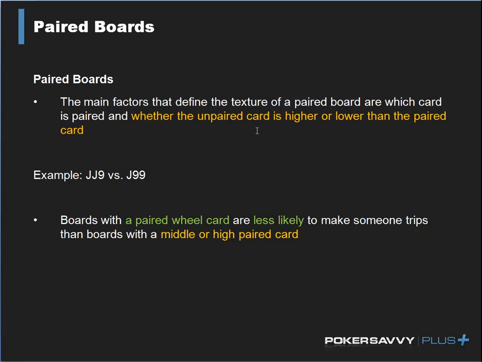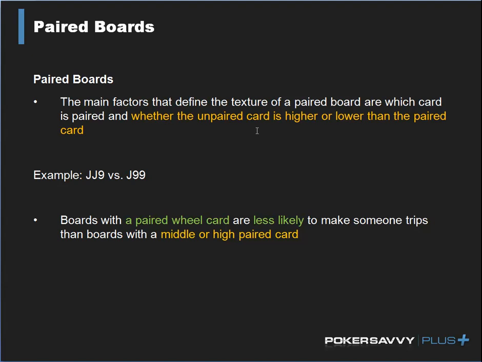Jack Jack 9 versus Jack 9 9. The main factors that define the texture of a paired board are which card is paired and whether the unpaired card is higher or lower than the paired card. This is actually the most important of the two. On a board like Jack 9 9, where the unpaired card is higher than the pair, there is one hand that has everything else crushed, and it's oftentimes a very likely hand: set of jacks, set of queens, set of kings on these King XX boards, and so on. They are pretty highly weighted in people's ranges, and they're 95-5 against trips. They have them completely crushed.